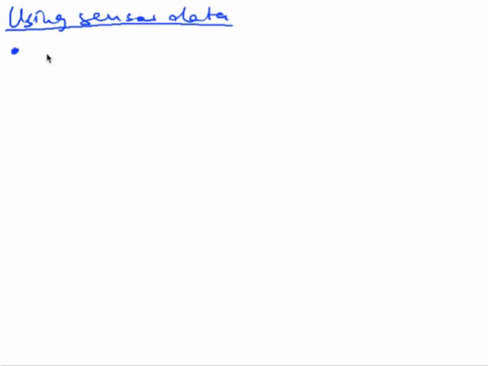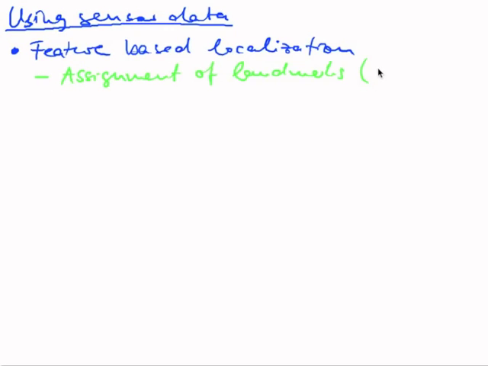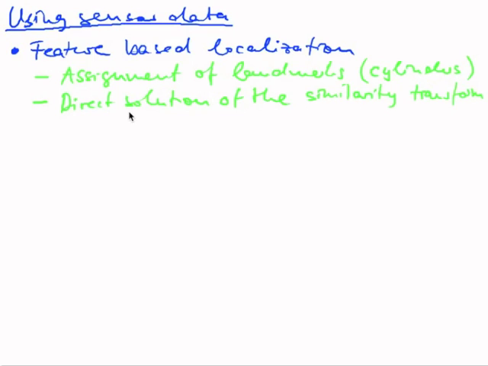The first was a feature-based localization. And what we did here was first the assignment of landmarks, which in our case were cylinders, then the direct solution of the similarity transform, and we dived into mathematics a bit there. And finally the correction of the robot's pose using the transform we obtained from matching the landmarks.